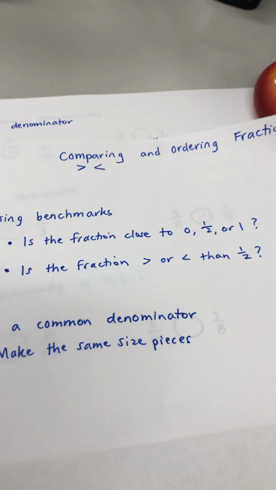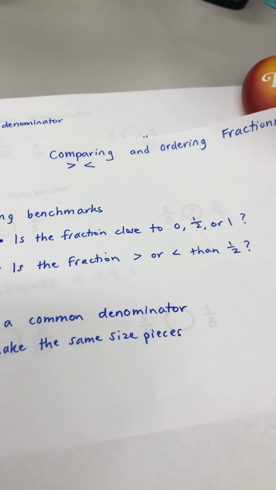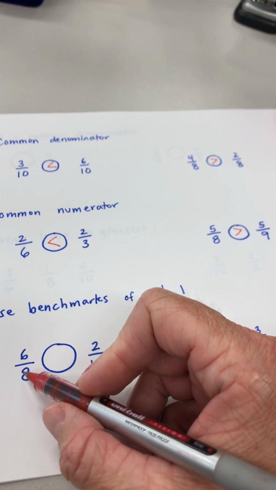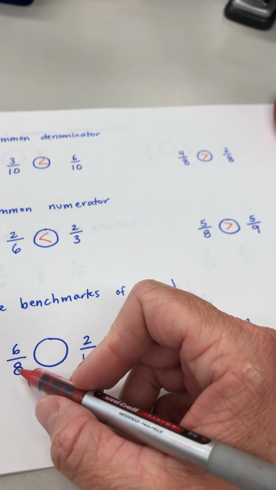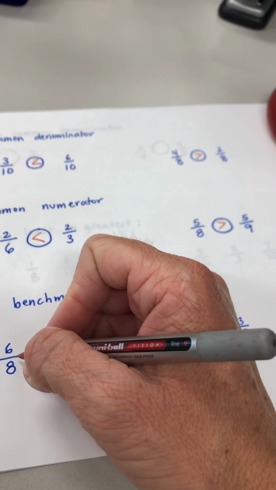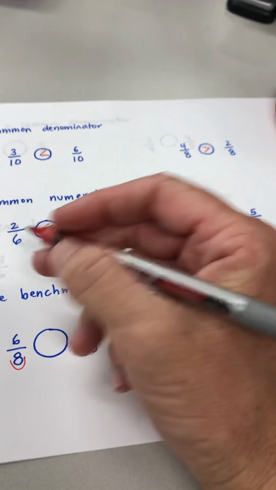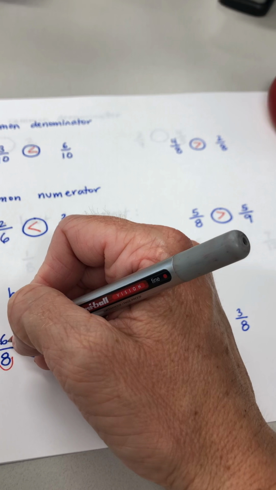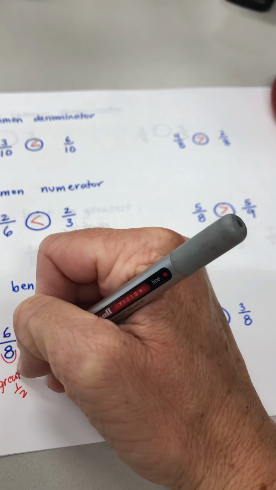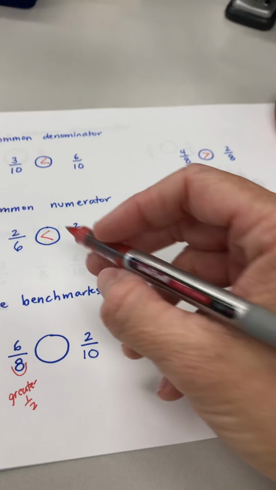Is the fraction close to 0, half, or whole? And if it is close to half, is it less or is it more than half? Okay, so looking at my benchmark, 6/8, is that close to an empty, a half, or a full fraction? Well, it is somewhat close to a full fraction, and I know it's more than a half fraction. The half of 8 is 4, so that's going to make this greater than half. It's actually the exact midpoint between a half and a full fraction.